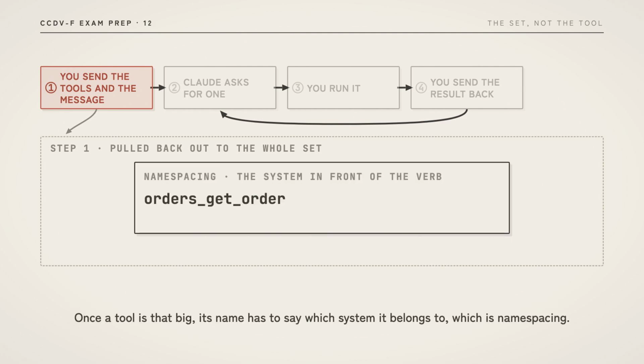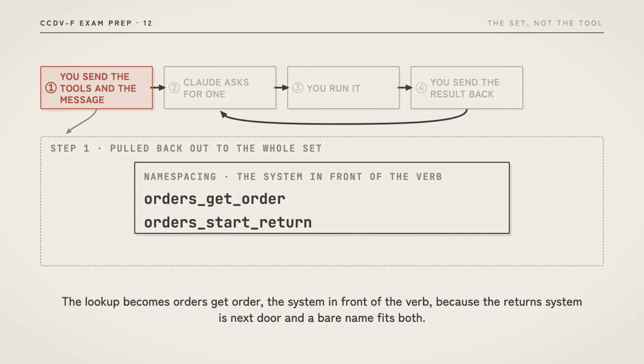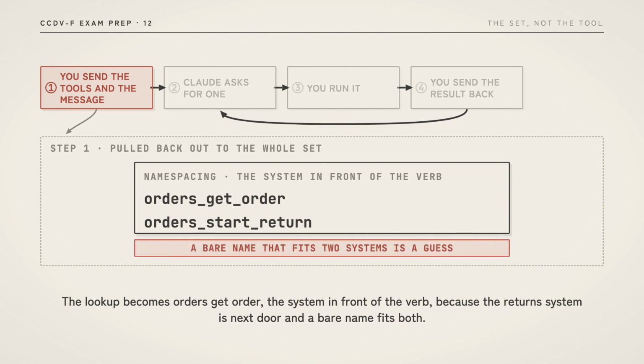Once a tool is that big, its name has to say which system it belongs to, which is namespacing. The lookup becomes orders get order, the system in front of the verb, because the return system is next door and a bare name fits both.